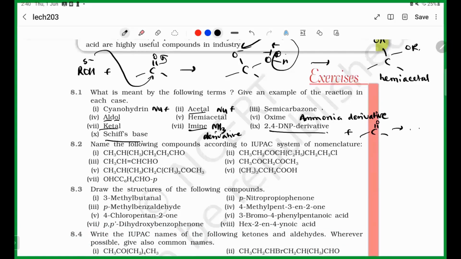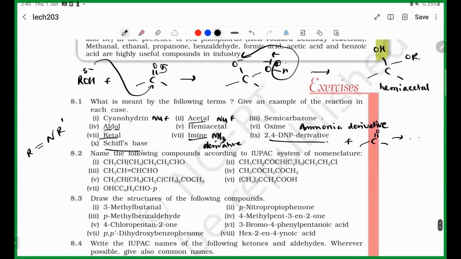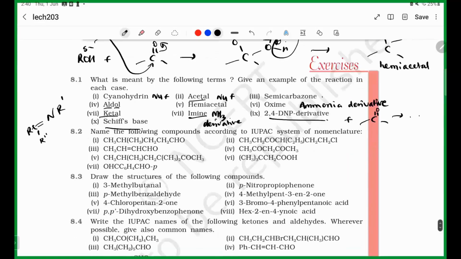Schiff base is another useful test, not exactly sure what the term is for, I think it's used to react with aliphatic or aromatic amines to form Schiff bases. Schiff bases are a class of compounds. Basically, you have an R group, double bonded N, R dash. So that is the Schiff base.